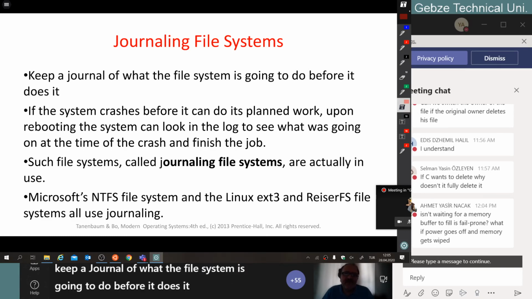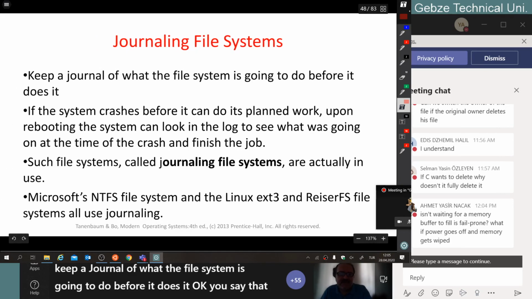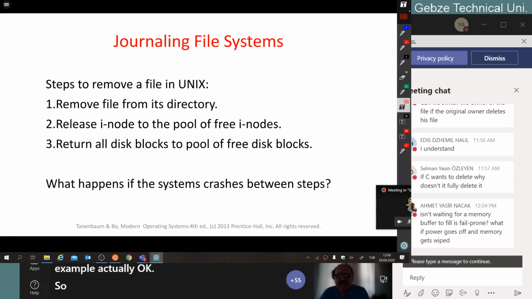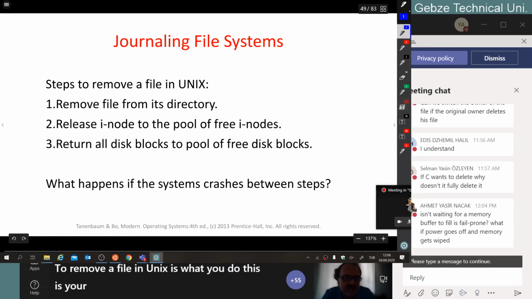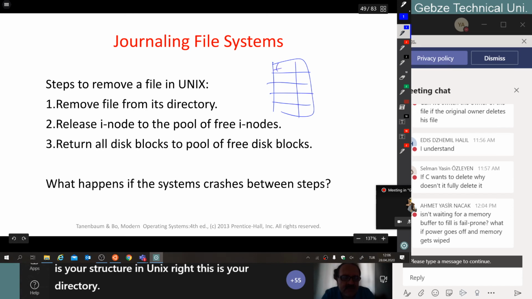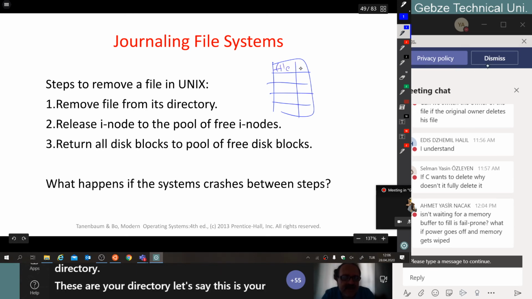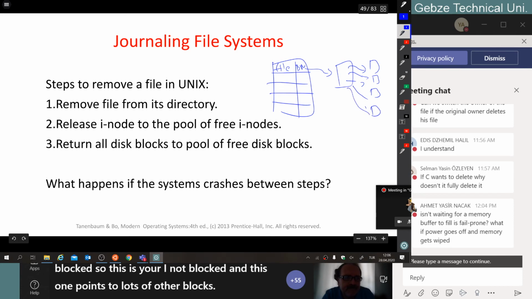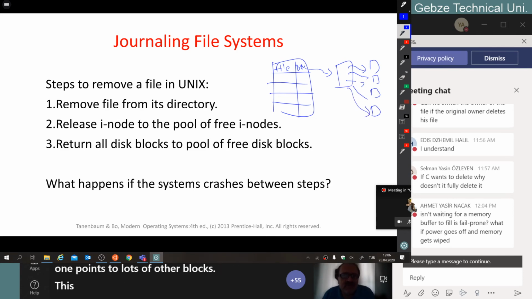You say that, for example, this is a good example actually. To remove a file in Unix, this is what you do. This is your structure in Unix, right? This is your directory. These are your directories. Let's say this is your file, and this is your block number, the inode block. So this is your inode block, and this one points to lots of other blocks.